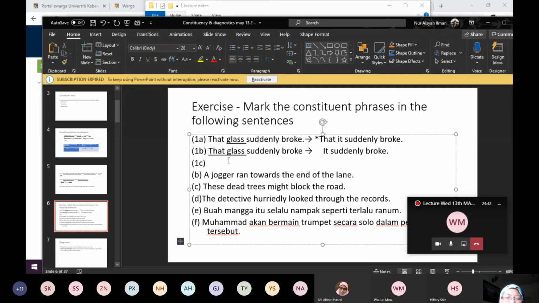So what are the constituents? You notice that "that glass" can go together, but "glass suddenly" cannot go together. And then "suddenly broke" has more to do with one another. So another constituent is the verb broke.